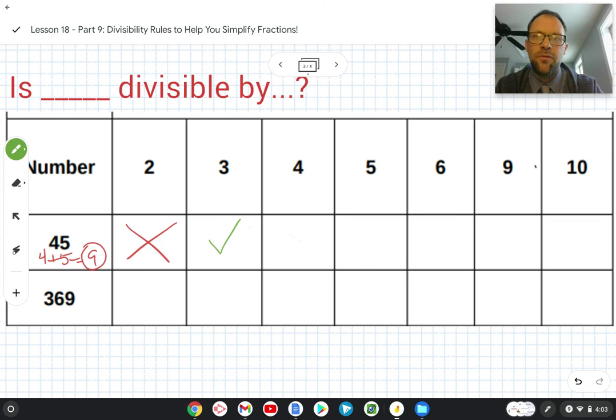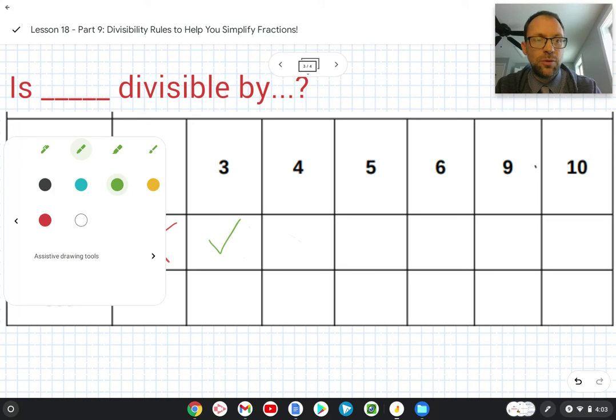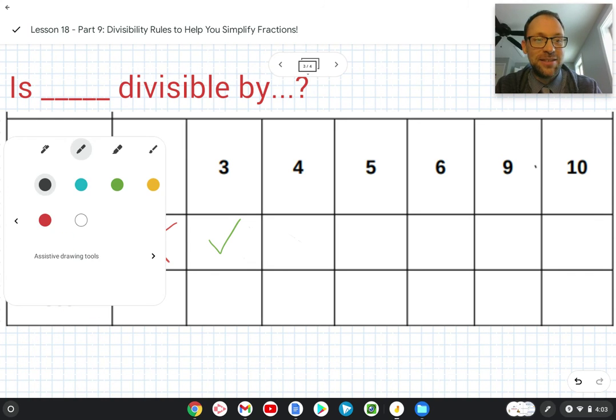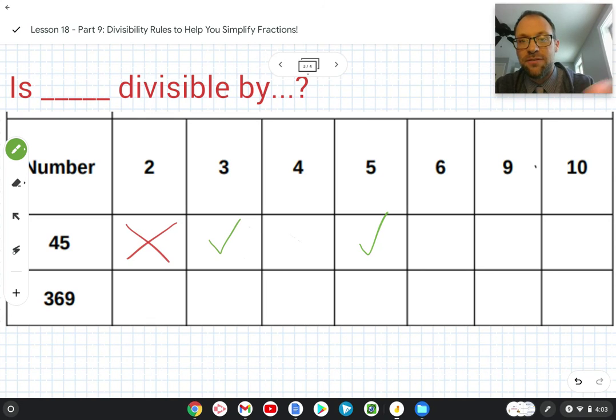Let's skip 4 for now. Let's check for 5. Do you remember the rule for 5? Yep. So the divisibility rule for 5 is look at the last digit. Is the last digit a 0 or a 5? Sure is. It's a 5. That means this whole number 45 is divisible by 5.